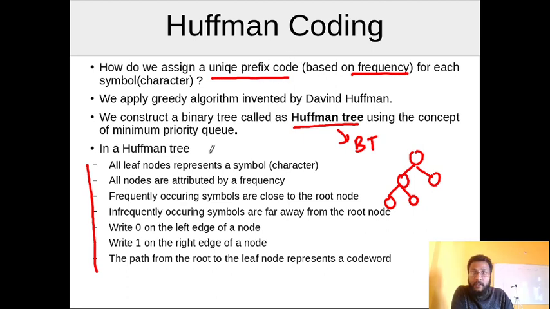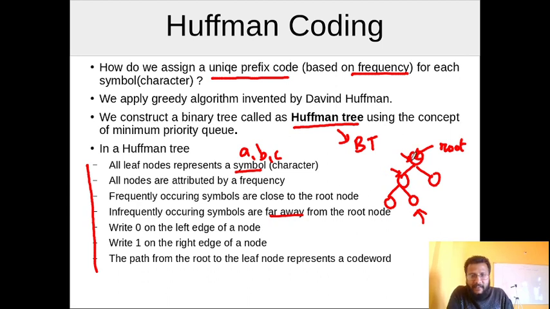I will explain how, but all the leaf nodes in this tree would be the symbols, the characters, that is A, B, C, D, E and F. All the nodes would be having a frequency. Each node is going to have a frequency, how many times that character is occurring. I have already told you frequently occurring symbols are close to the root. Frequently occurring symbols will be closer to the root and infrequently occurring symbols would be far away from the root. So, let us say this is an infrequently occurring symbol and this is the most frequently occurring symbol, this one.